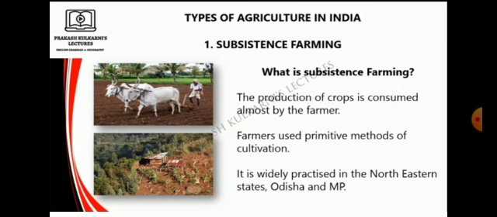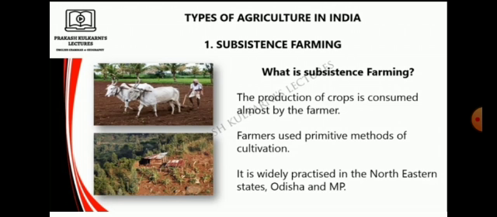Then next we are going to learn types of agriculture in India. On account of geographical and socio-economic factors, various types of farming are practiced in India. There are two farmings: one is subsistence farming, another one is intensive farming.